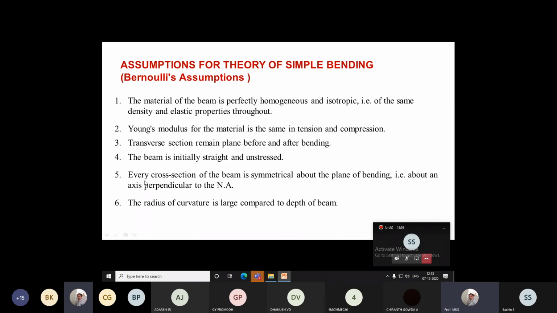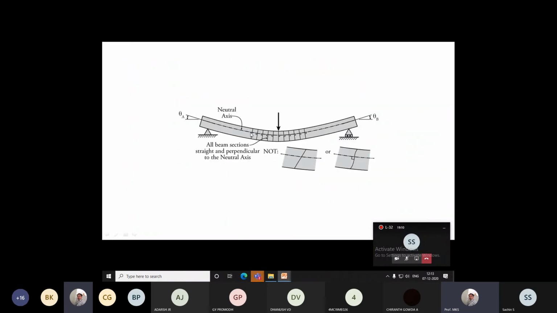The fifth assumption is every cross section of the beam is symmetrical about the plane of bending, about an axis perpendicular to it. That is what was explained already in the third point. If you take any section along the plane after it is bent, all are symmetrical. You have symmetry between this plane and this plane. If you take the next plane, there is a symmetrical area you can get between the planes.